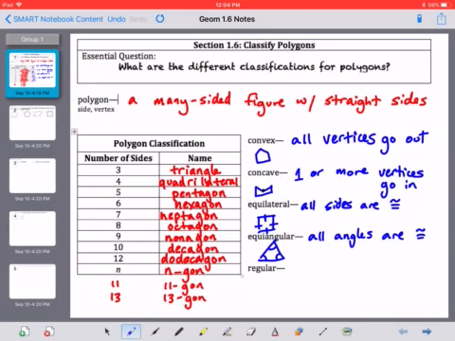Equiangular says that all angles are congruent. So if you have a triangle and all of these are the same measure, that triangle would be equiangular. And a regular figure is 2 things. It is equilateral, so all the sides are the same length, and equiangular, so all of the angles are the same measure. And we already mentioned a square, but a square is regular because all the sides are the same and all the angles are 90 degrees. So we call that a regular polygon.